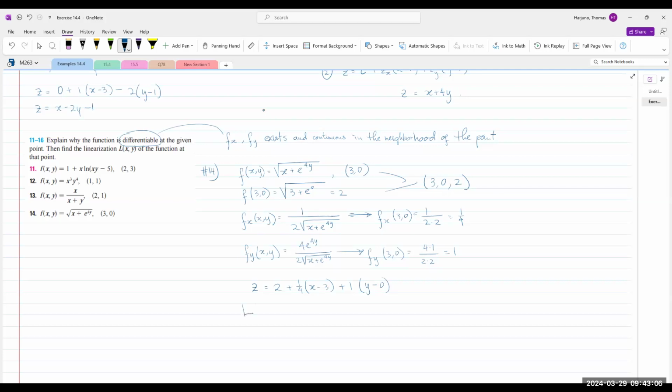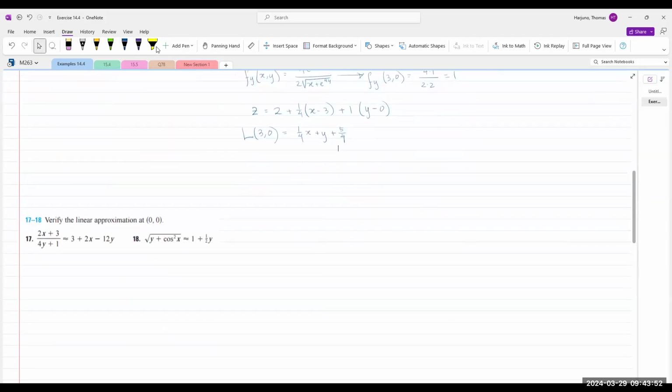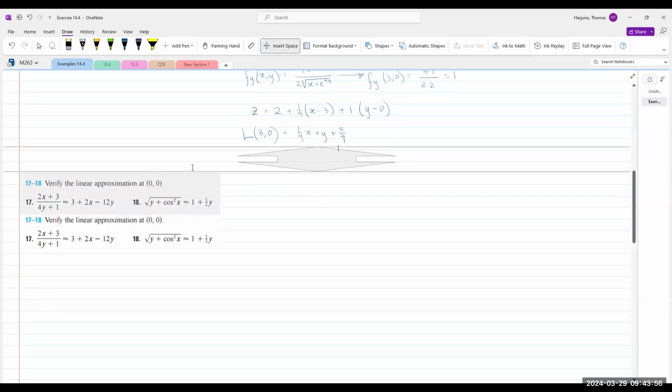Okay, so the linearization at (x, y) at 3, 0. I'm sorry, not 3, 1. It will be 2 plus 1/4 (x minus 3) plus... you know what? I should just compute it right away. So that's 1/4 x plus y plus 5/4. Okay, that's the linearization. Now next, verify the linear approximation at 0, 0.